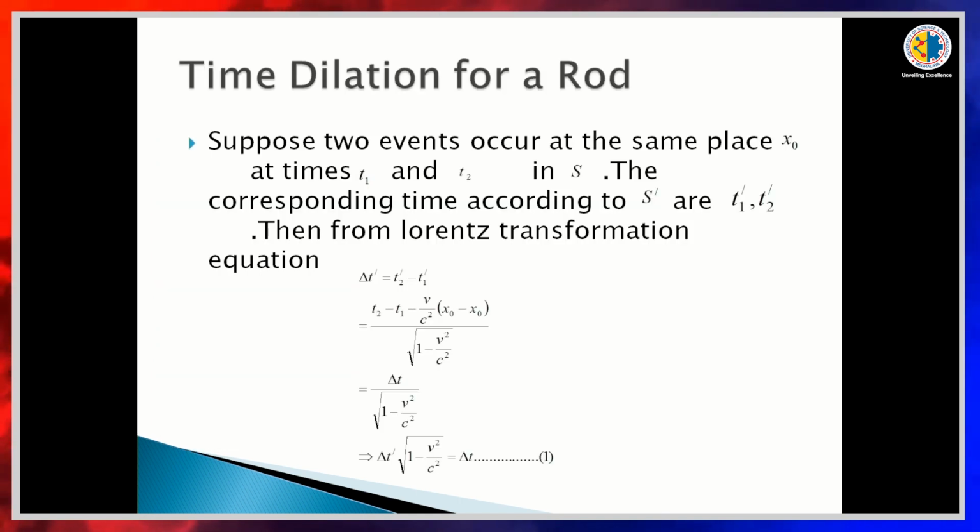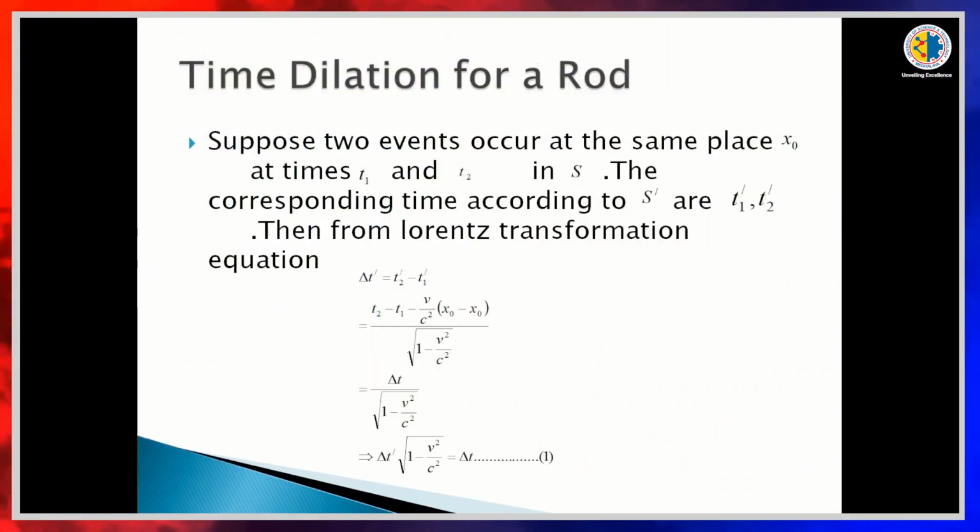Then from the Lorentz transformation equation, delta t dash is equal to t2 dash minus t1 dash. Delta t dash is the time measurement with respect to the S dash frame. So, delta t dash is equal to the final time minus the initial time, t2 dash minus t1 dash. Applying the Lorentz transformation equation, t dash is equal to (t minus vx by c square) whole divided by root over 1 minus v square by c square.